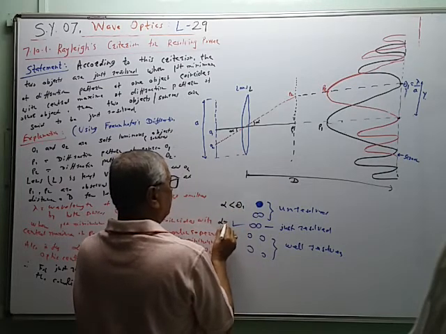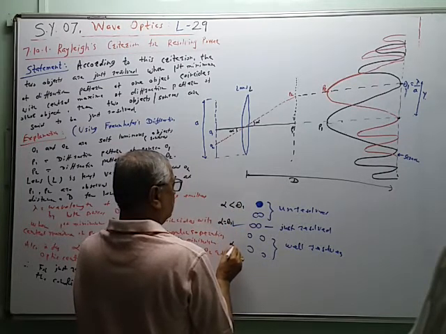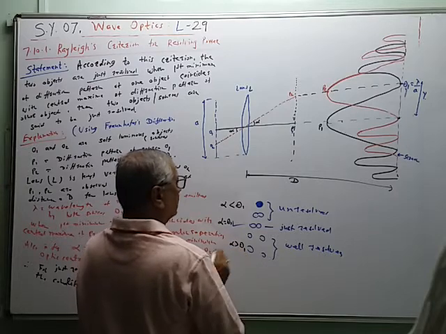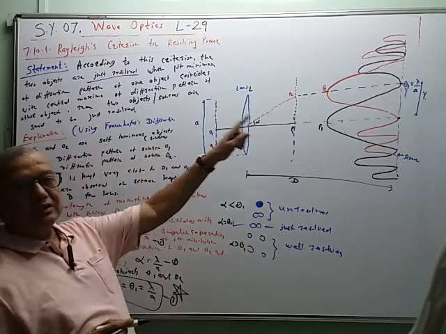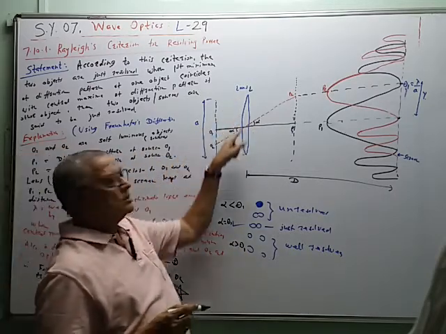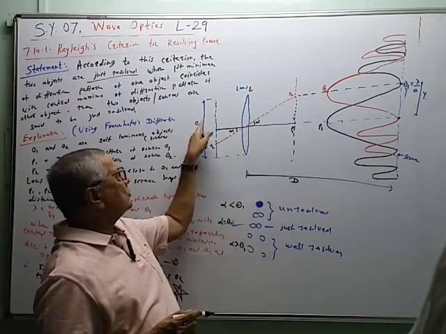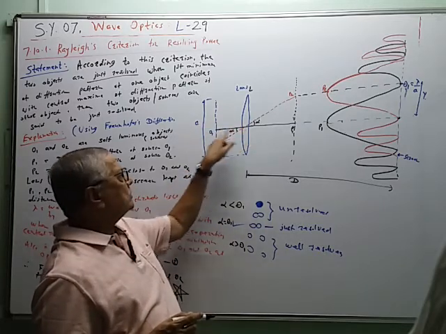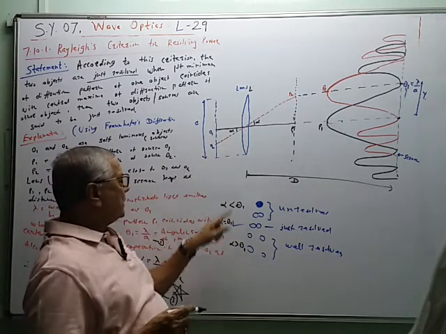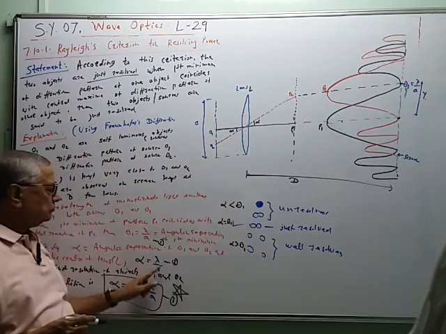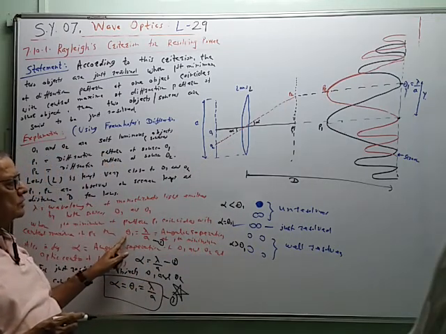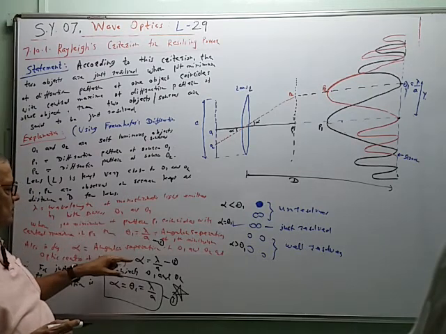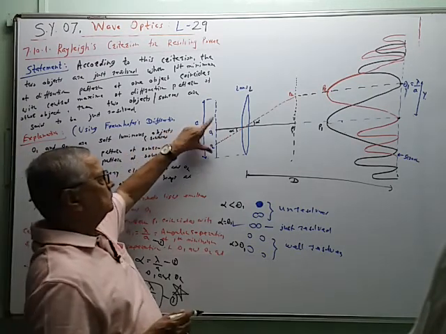Alpha less than theta 1 is the unresolved case, this is alpha equal to theta 1, and this is alpha greater than theta 1. Theta 1 is fixed. Why? Because we are not changing the aperture, so A is constant. We are not changing the wavelength. So lambda and A are constant. Therefore theta 1 is constant. But alpha is variable.